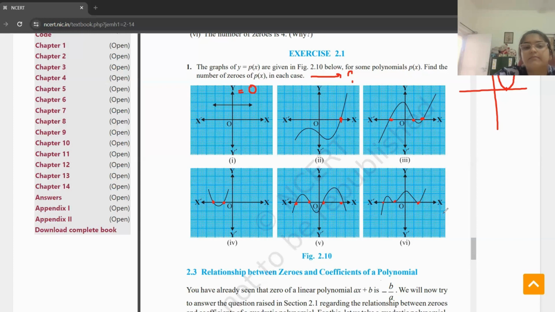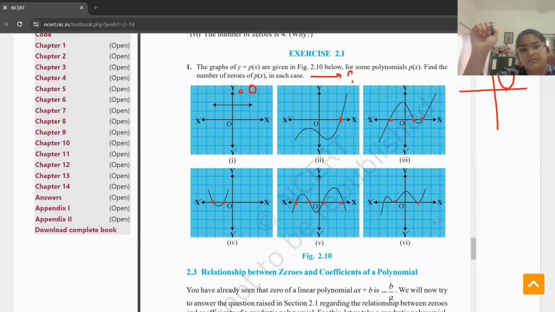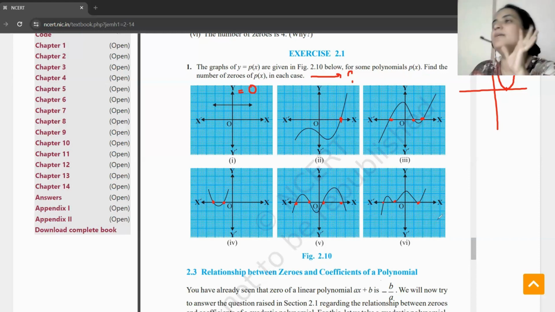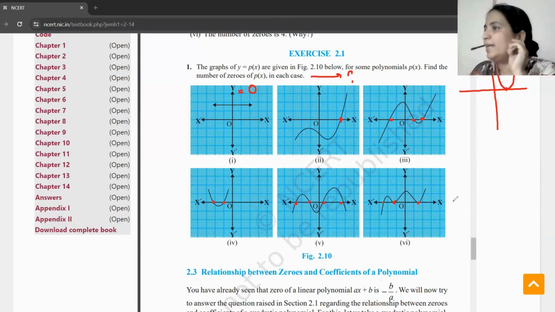And what is this, 1, 2 and 3? Excuse me, ma'am, but 3 are just touching the graph, no? It is touching on the x axis. That is considered, beta. If you put the point's value, this will be on the x axis or not? So this has got 3.